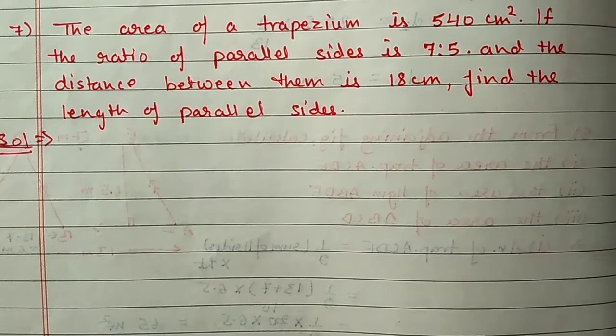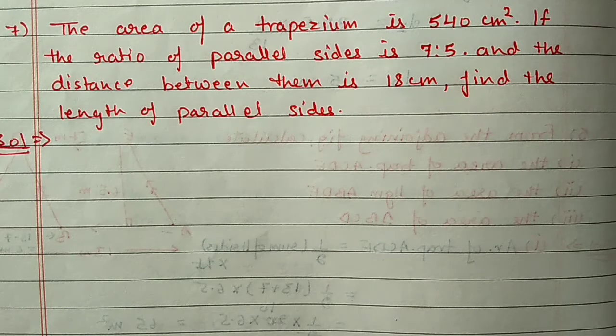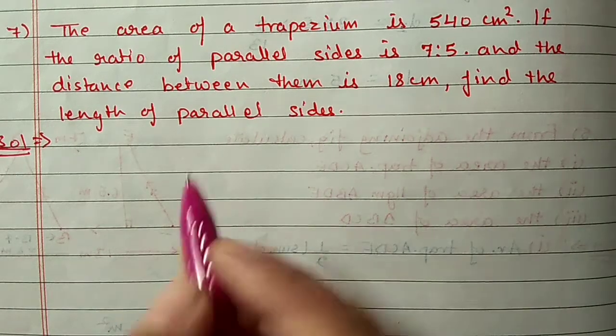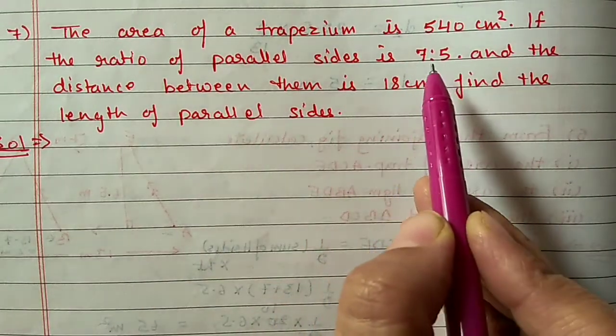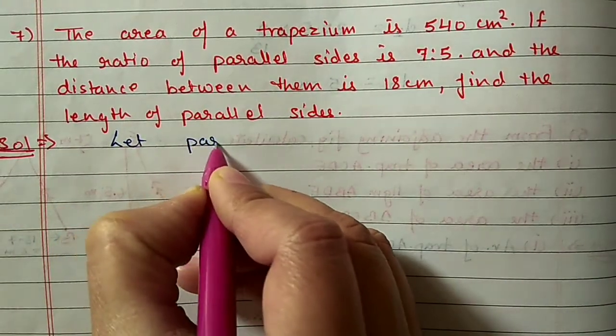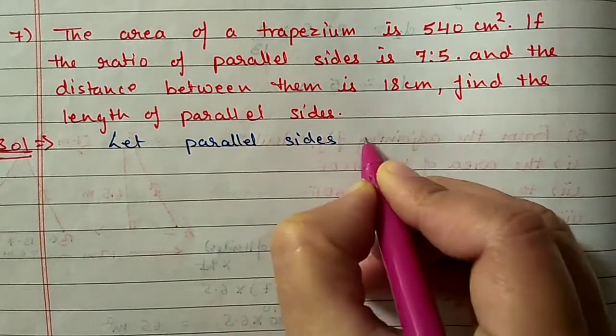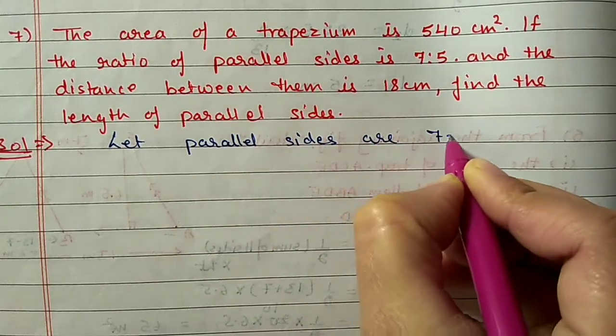Next, question number 7. The area of a trapezium is 540 centimeter square. If the ratio of parallel sides is 7:5 and the distance between them is 18 centimeter, find the length of parallel sides. So the ratio of parallel sides is given, 7:5. We can take, let the parallel sides be 7x and 5x.